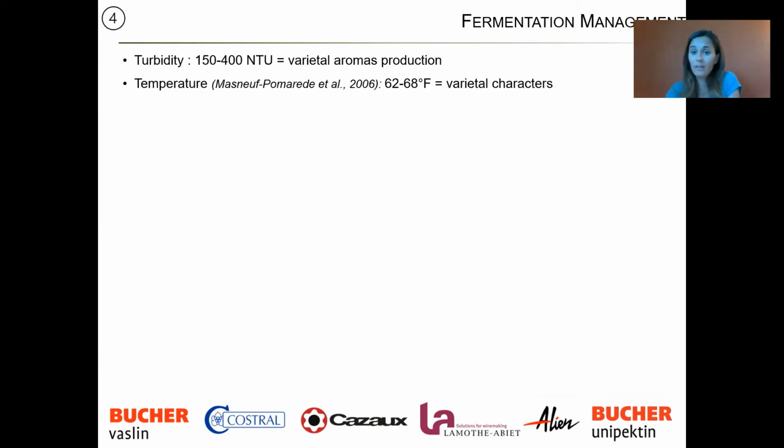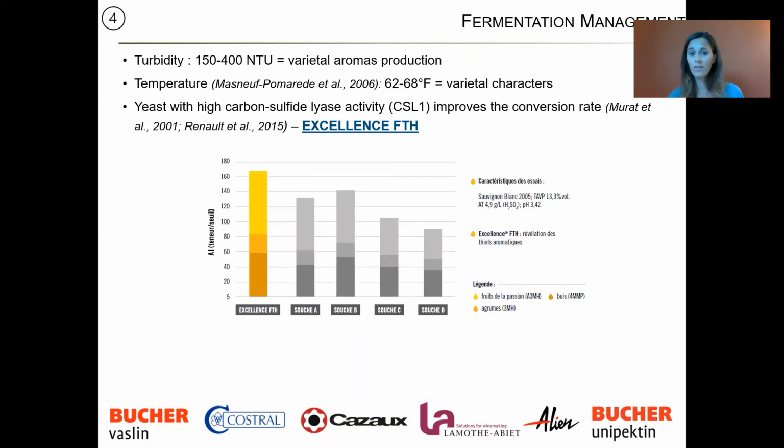Temperature: you want to go a little bit higher, so 62 to 68 Fahrenheit, that's where the yeast will have a better activity for the expression of thiolic compounds. Then the choice of the yeast is going to be huge. That's actually the biggest part of expressing thiolic compounds. Lamothe-Abiet developed Excellence FTH, which is our yeast really focused on expressing thiols, producing a good amount of 3-MH and 3-MH acetate.